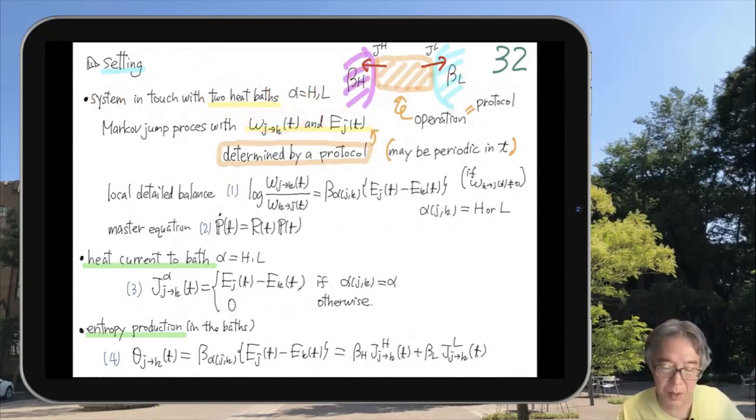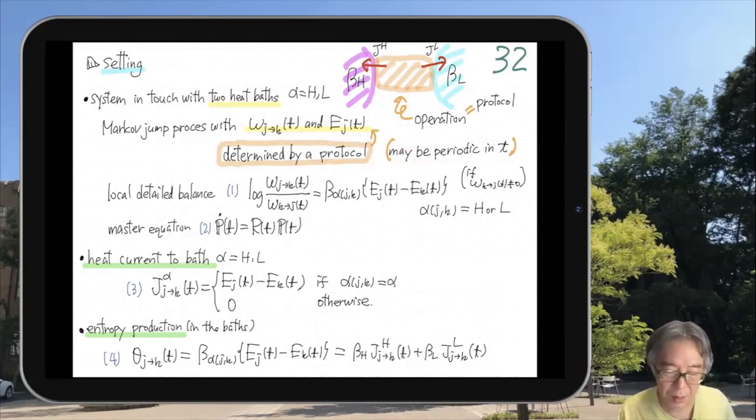And we assume that this time dependence is determined by some fixed protocol. Okay, and I say this protocol may be periodic in t. If you consider the standard heat engine, of course, it operates in a periodic manner. So it's very natural to consider a protocol which is periodic in time. But actually, that's not mandatory. So you don't have to have a periodic protocol. And I will tell you the precise assumption that we need. So we can basically consider any protocol, okay?